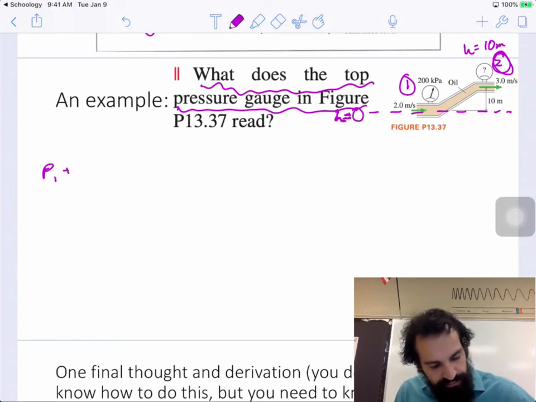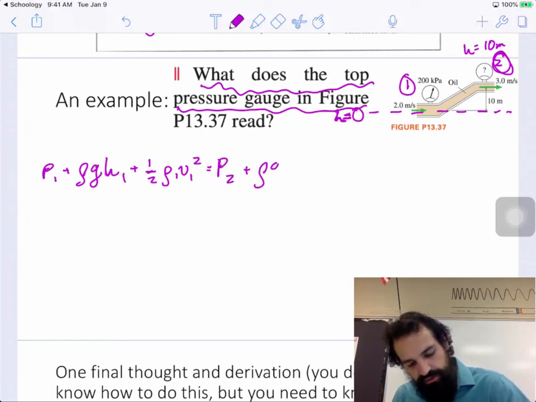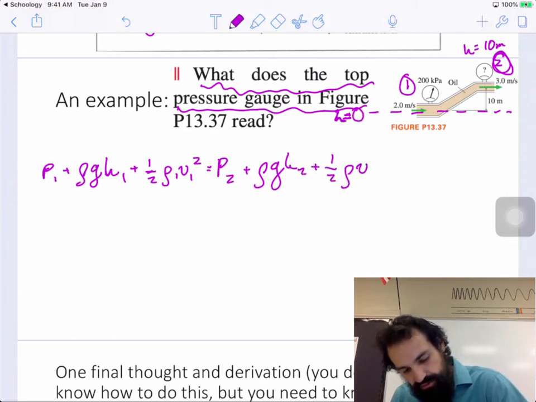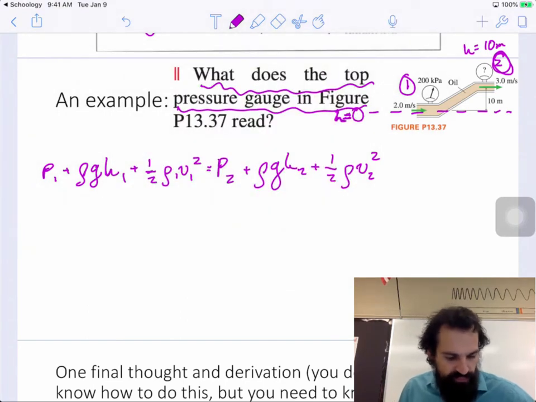Pressure 1 plus potential at 1 plus kinetic at 1 equals pressure 2 plus potential at 2 plus kinetic at 2. And we know the density of the fluid should remain constant. In fact, this one is water. I cut that part out, but we're going to say that this is water.